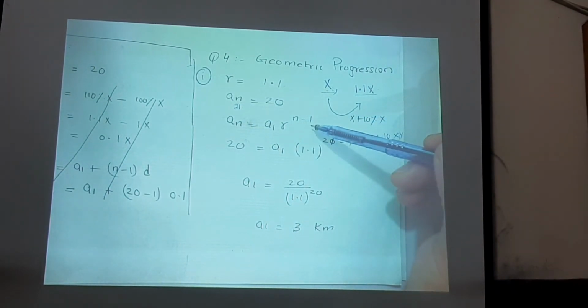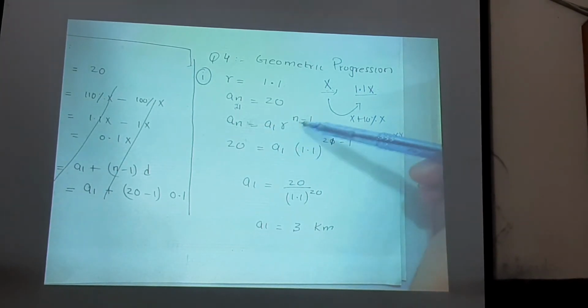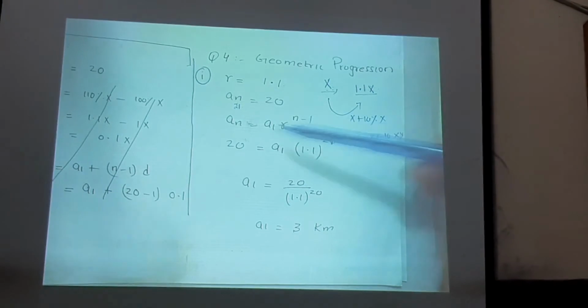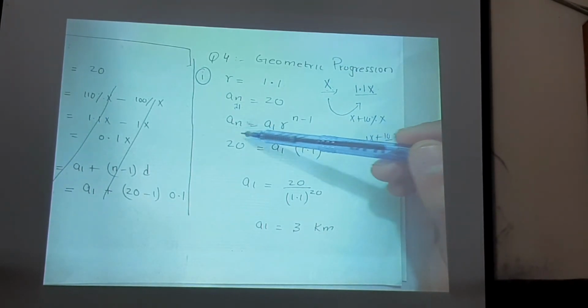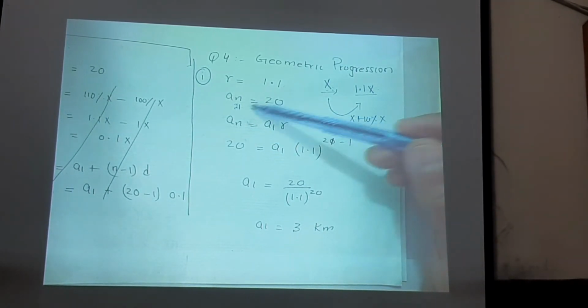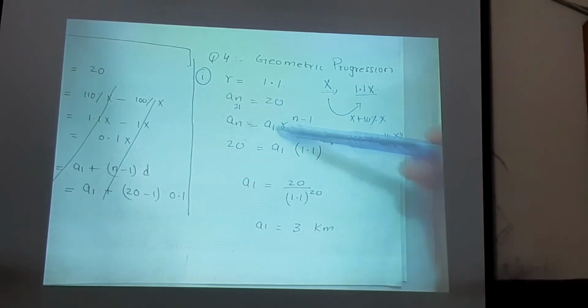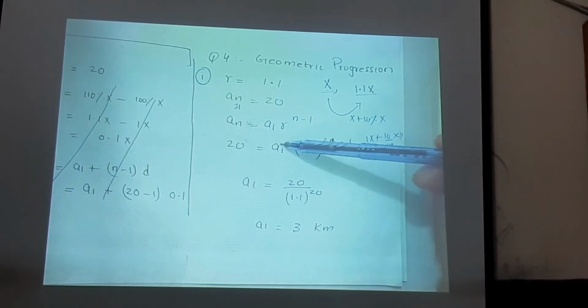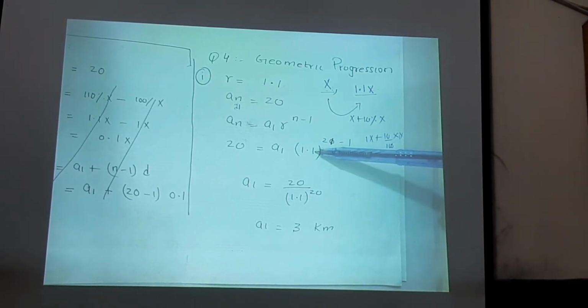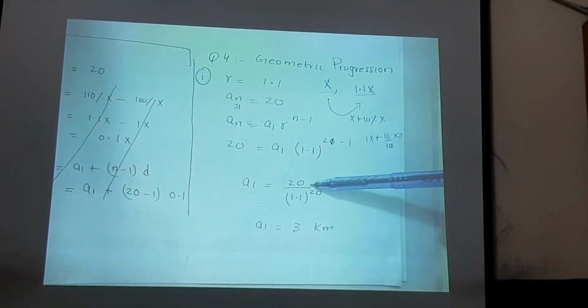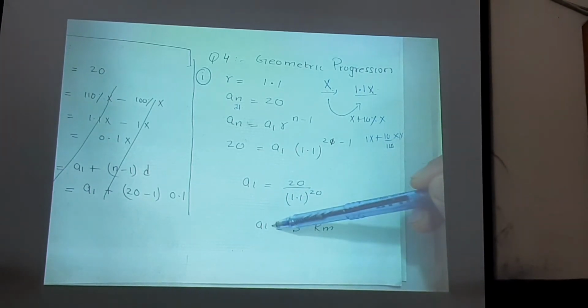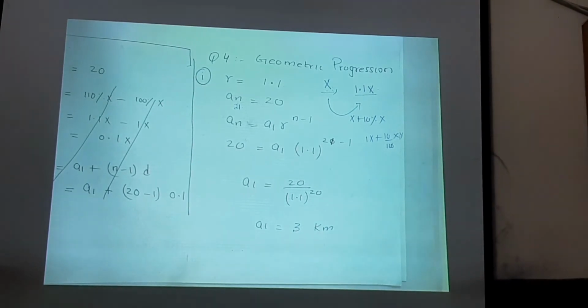The formula for geometric progression is an equals a1 r raised to the power n minus 1. So an, the distance on the last day, that is the 21st day, is 20 kilometers. a1, the distance on day 1, is what I need to find, r is 1.1, and n is 21, so the power is 21 minus 1. On simplification you can get a1, the distance on the first day, equal to 3 kilometers.